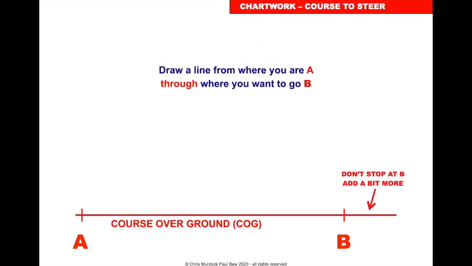So draw a line from A through where you want to go at B, and that'll be your course over the ground. So when you draw your line A to B, extend it beyond B. Don't stop at B, add a bit more, and this will become apparent a little bit later on. So A is where we are, B is where we want to go. Draw a line between them, and this will be our course over the ground.